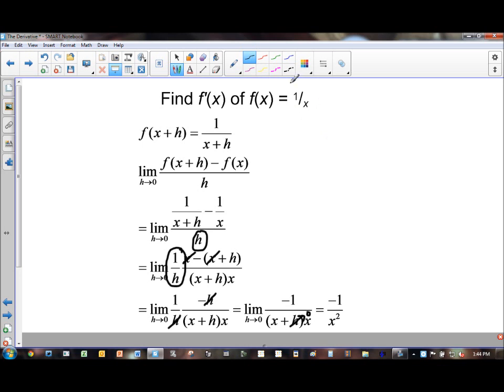So if I wanted to know what it is at x equals 5, the slope of the tangent line will be negative 1 over 25. At x equals 3, the slope will be negative 1 over 9. All right, so those are 2 examples. If you have any questions, like I said, please let me know, and we'll do some practice on this tomorrow.